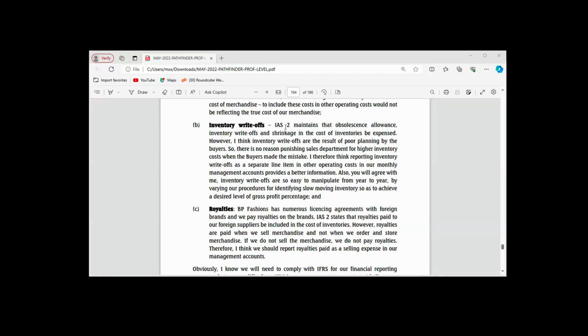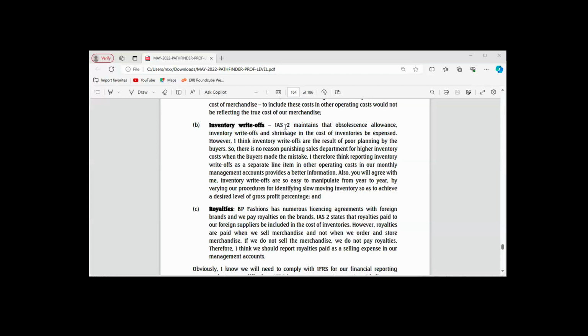Now, how convincing is it that the buyer or the buyers are responsible for write-offs in the value of inventories? How convincing? Then they are also saying that inventory write-offs are so easy to manipulate from year to year by varying procedures for identifying slow-moving inventory so as to achieve a desired level of gross profit percentage. So another point they are making is that it's very easy for inventory write-offs to be manipulated.